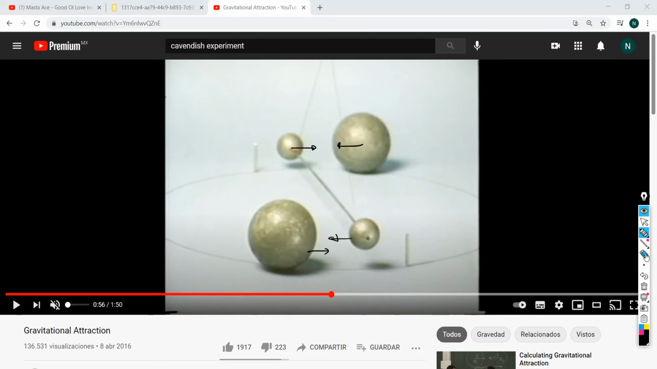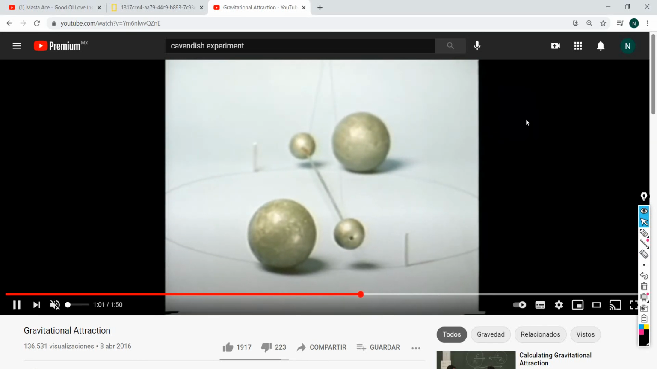Now, given the way the experiment is set up, we can actually observe the force of attraction between these small balls and the big balls in the following way. Let's take a look. Can you see how they are approaching one another? And the bar is rotating due to that force of attraction. Can you see?